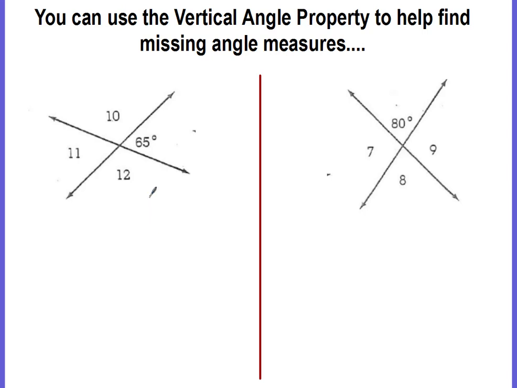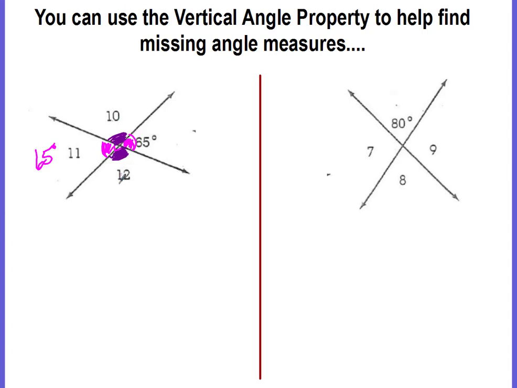That's where the opposite angles are the same. So that means angle 10 and angle 12 are going to be the same. They're opposite, they're going to be congruent. And angle 11 and the 65 degree angle, they are congruent. They're opposite, so they're going to measure the same degree. Since this one was 65 degrees, that means 11 is also going to be 65 degrees.